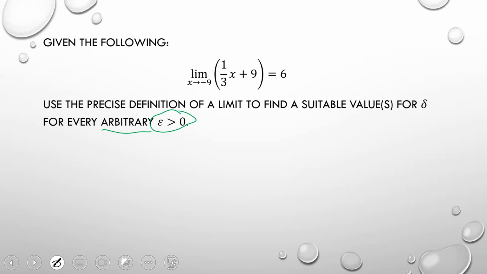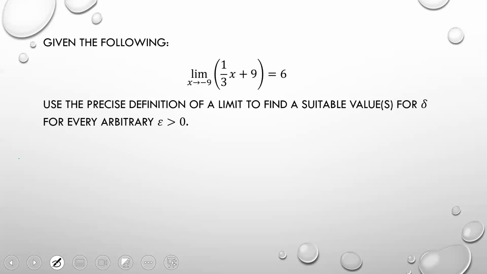So we need to find a way to describe delta that would work for whatever value we choose for epsilon. So it could be 2, it could be 1,000,000, it could be 0.001, it could be pi, whatever we want it to be, okay? You might be thinking, well, that seems kind of crazy. Like, how are we going to be able to describe a value for delta that will work for any value of epsilon?